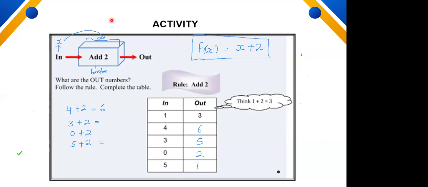Take an example. When x is 1, you'll come here and say f of x, we are putting 1. And therefore, when you come to the function where there is x, you put 1. So I'll have 1 plus 2, which will give me a 3.